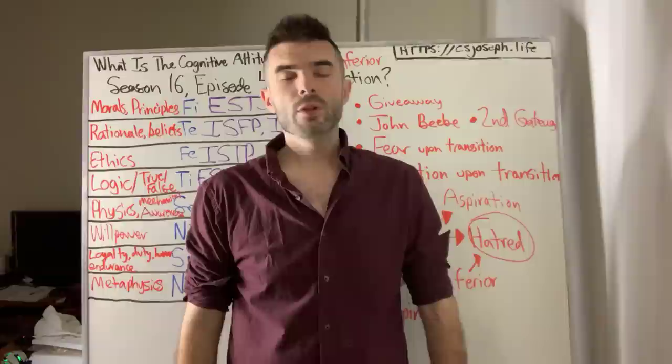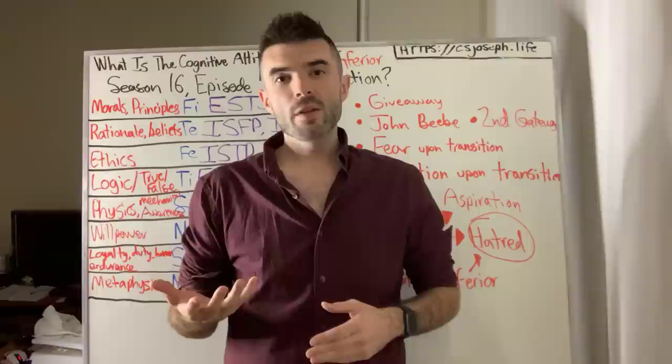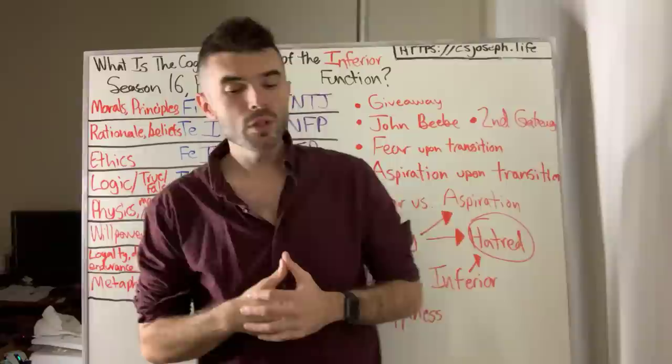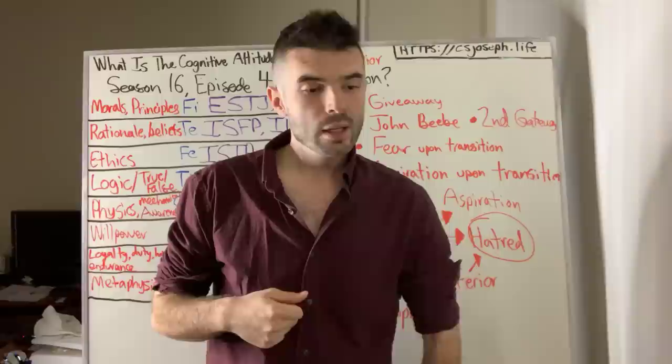This is episode 4. What is the cognitive attitude of the inferior, aka the aspirational function? Today we're going to be discussing the inner workings of this particular cognitive function. It is the fourth cognitive function in our 8 cognitive functions stack. It is the fourth cognitive spectra.